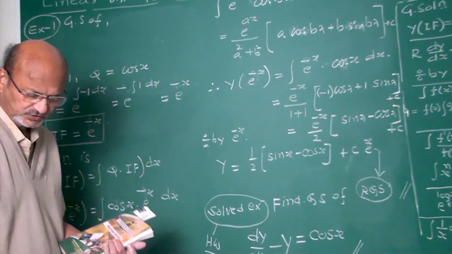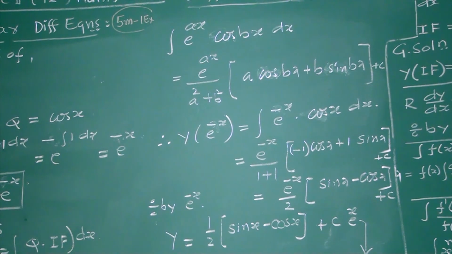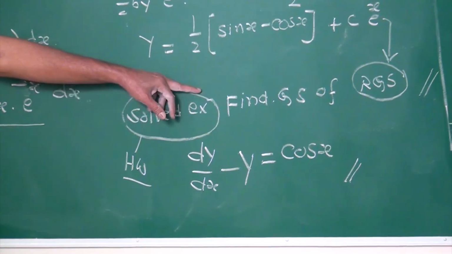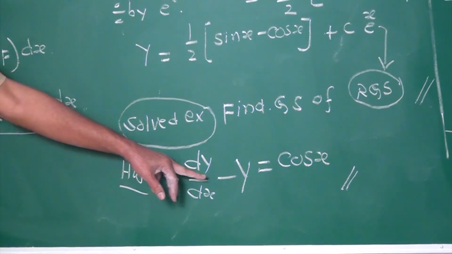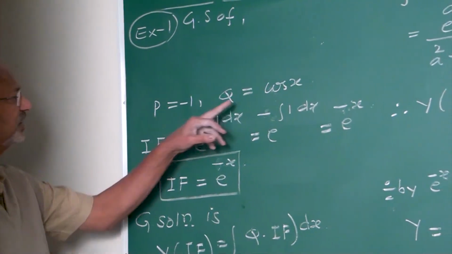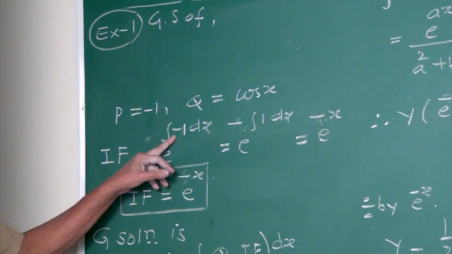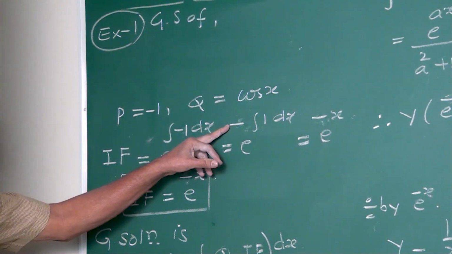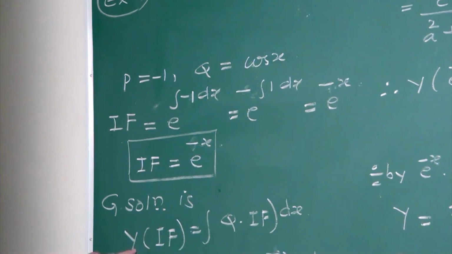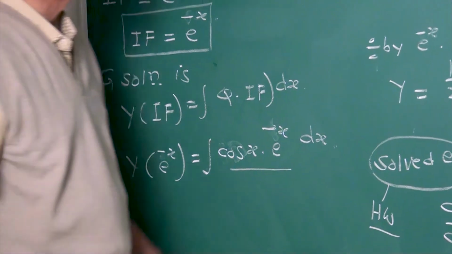Yes, friends, once again, this is a solved example in our textbook. Find the general solution of this, my friend. P is minus 1, Q is cos x. Integrating factor is e to the power minus x. Yes, in this case you have to make use of this formula.